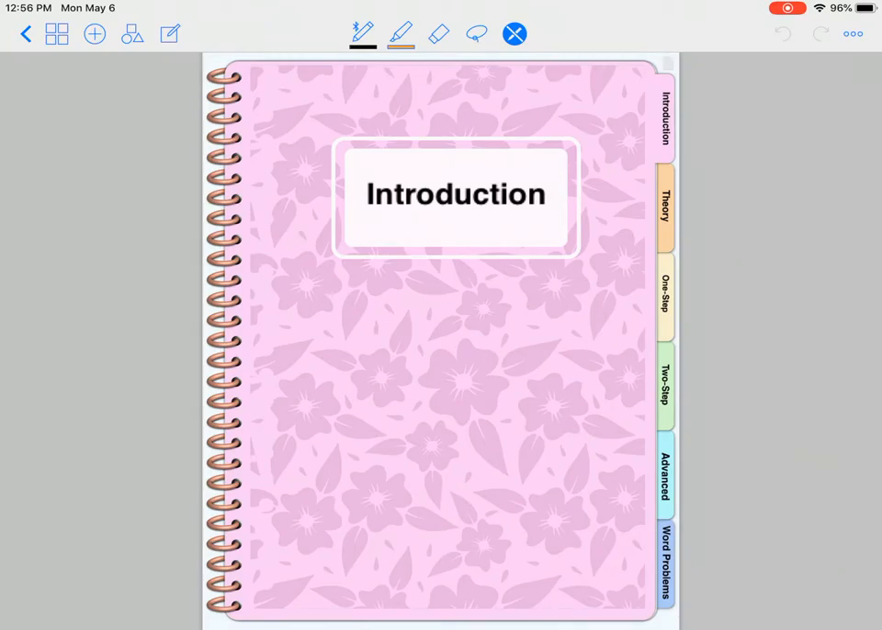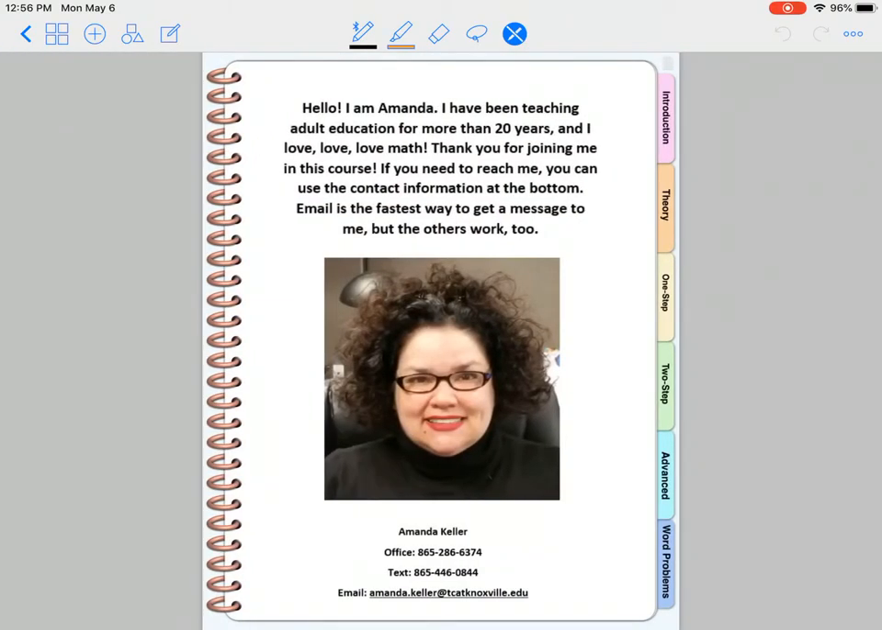So if you look at the introduction section of your notebook, the first thing you see is a picture of me, and my name is Amanda. I have been teaching in adult education for a very long time. I like math and science very much, so I am someone who enjoys teaching algebra to adults. My contact information is at the bottom of this screen. Email is the best way to get me, but the others work. Just know that they may not be read as quickly, and I won't respond as quickly sometimes to phone, but email always works.